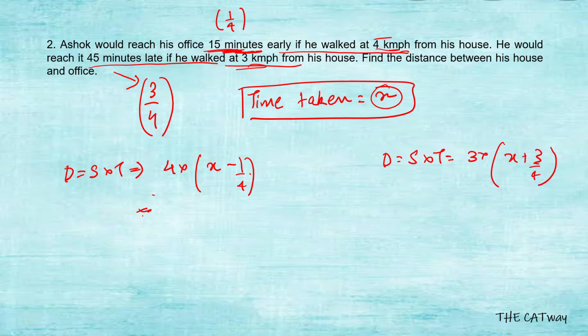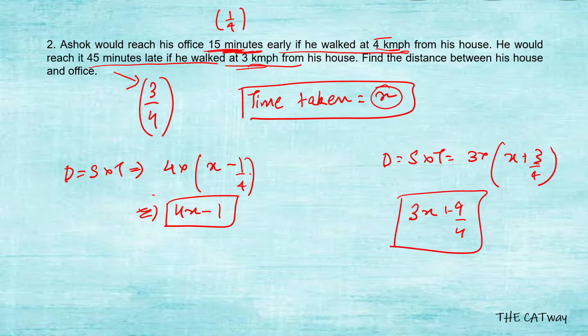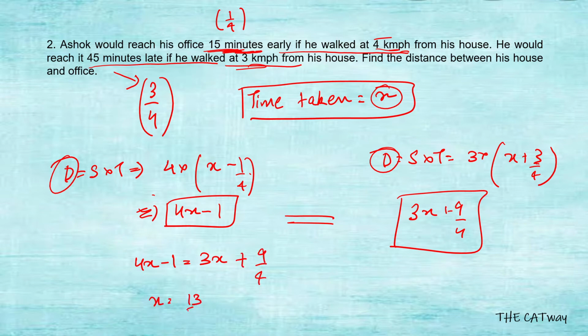So this one is 4x minus 1, whereas this one is 3x plus 9 by 4. Distance in both cases is the same, so we put them equal to each other. Solving, x will be equal to 13 by 4, that means the value of x will come out to be 3.25. This is the time taken to reach.